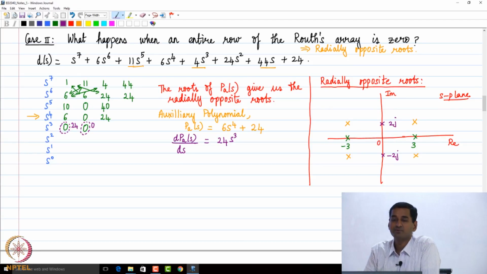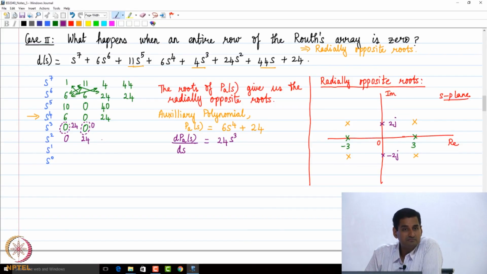Let's go to the s squared row. What will I get? If I go to the s squared row, what will I get? 24 times 0 minus 6 times 0 by 24. What is it? 0, right. Let's continue. And what will come here? 24 times 24 minus 6 times null entry by 24. What will that be? 24, right.